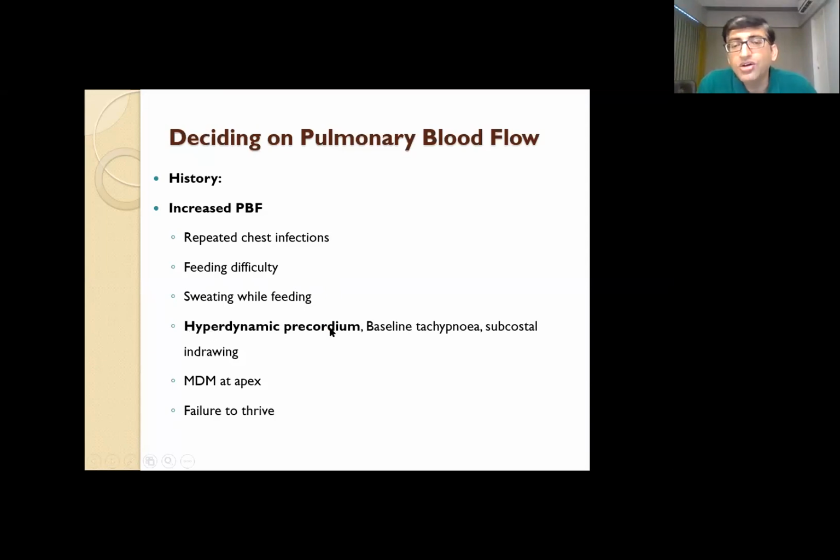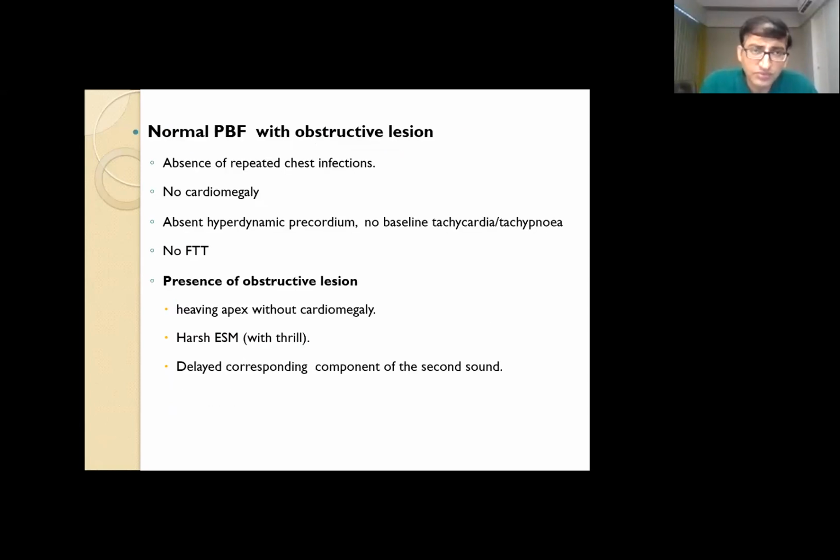Put your hand on the precordium. If the heart is beating very fast, then it means that a large volume of blood is being ejected at a higher rate by the heart, and hence it is a hyperdynamic precordium. A hyperdynamic precordium is a feature of increased pulmonary blood flow.